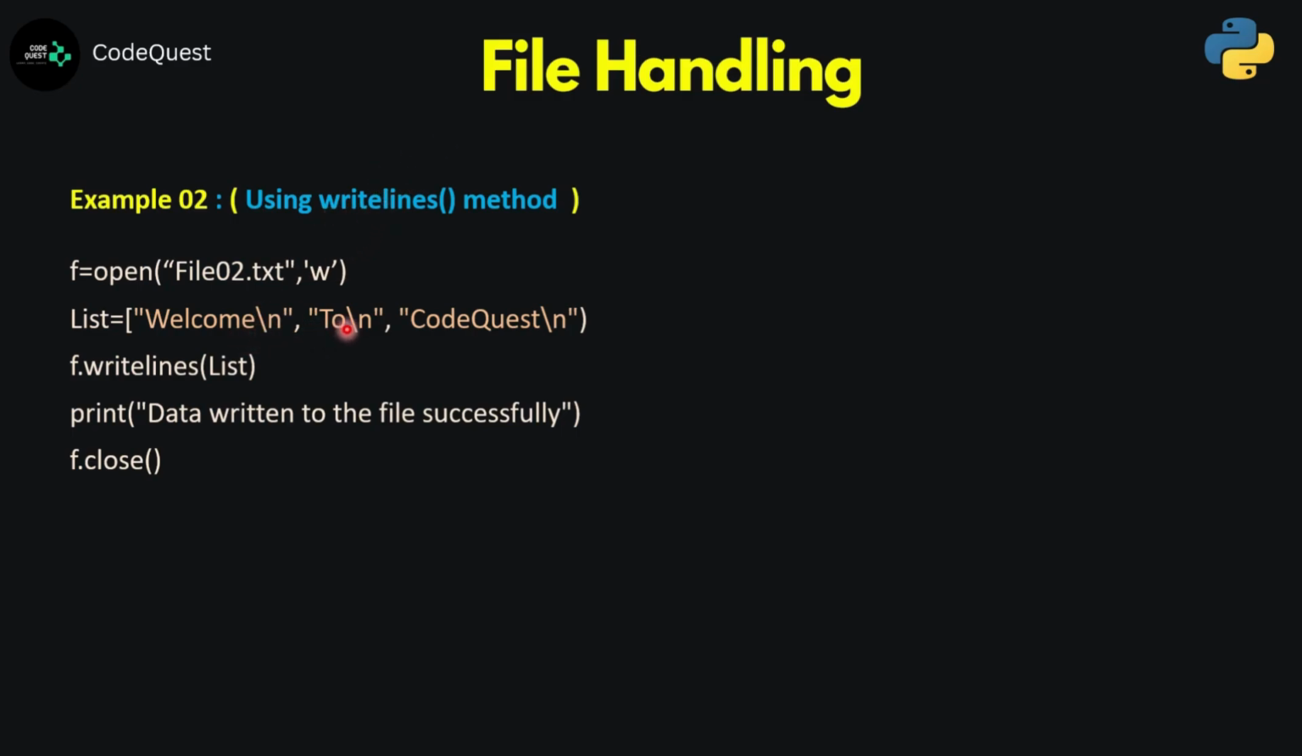This \n is a common one because we want all the lines to appear on different line numbers. So once this list is prepared with 3 lines, I am calling the writelines method by passing this list. So now my file02.txt will be written with 3 lines, where the first line is going to carry welcome, the second line is going to carry to, and the third line is going to carry code quest. And by the end of this operation, we are just trying to close it.